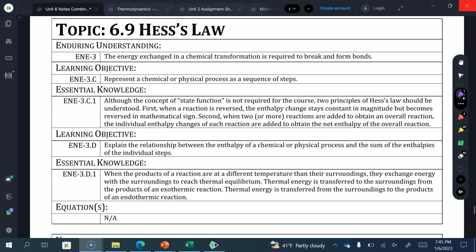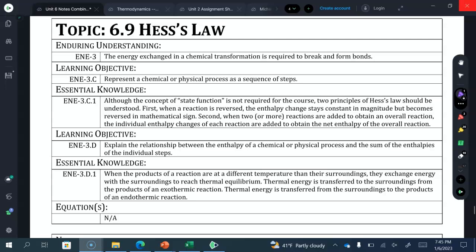Hello everyone, welcome to topic 6.9, Hess's Law. By the end of this, you should be able to represent a chemical or physical process as a sequence of steps. So this is a little bit similar to reaction mechanisms, but not quite.